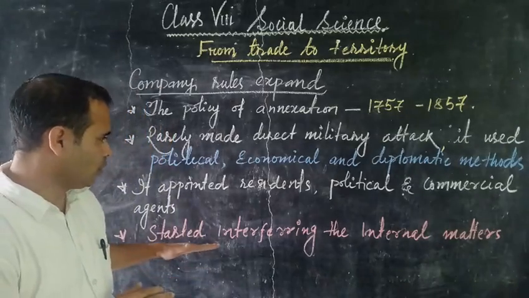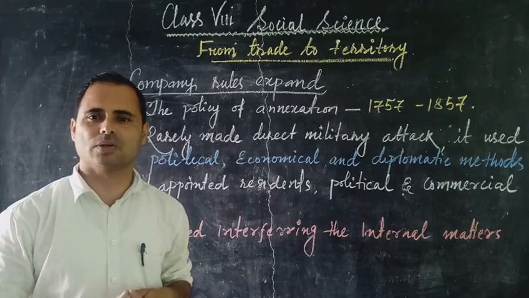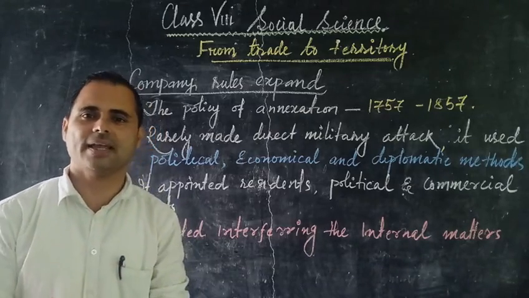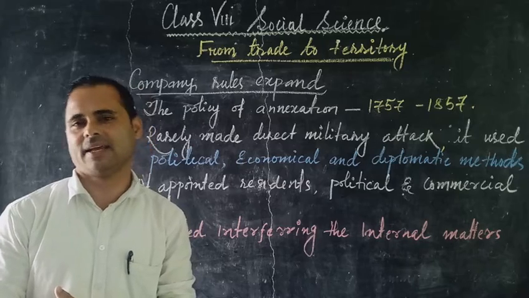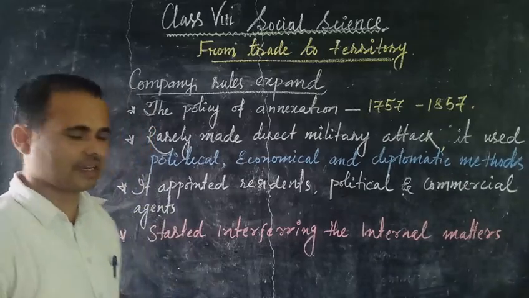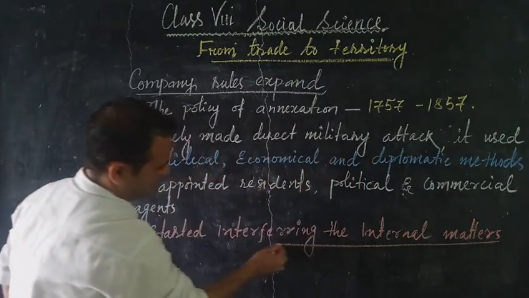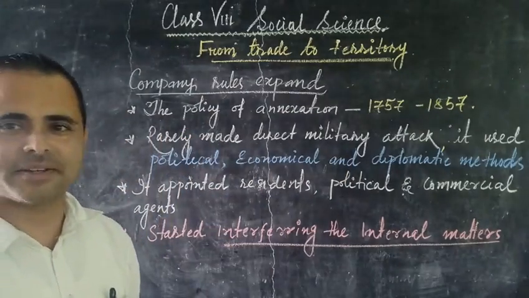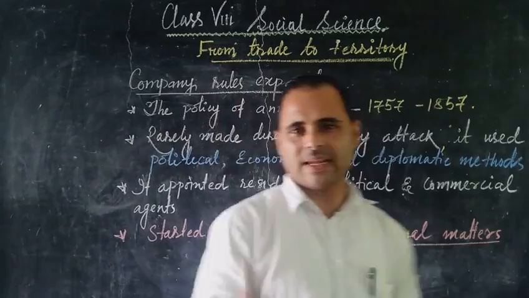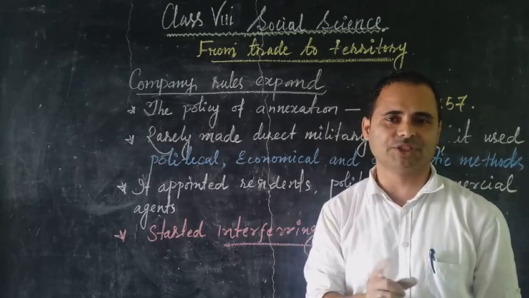Do you know, to annex or bring the maximum number of princely states under British control, Wellesley followed or introduced the policy of subsidiary alliance. What is it? Subsidiary alliance. Now what does this subsidiary alliance talk about? As you might have seen, I have written here: started interfering in internal matters. Now how did they start? They adopted a series of policies. Now Wellesley introduced the policy of subsidiary alliance. Now what is this subsidiary alliance?